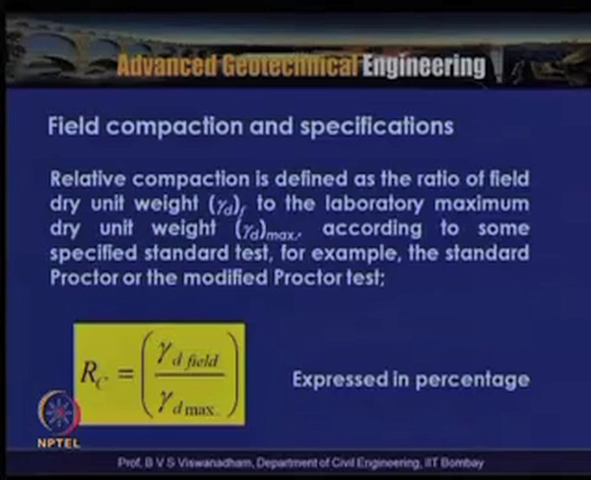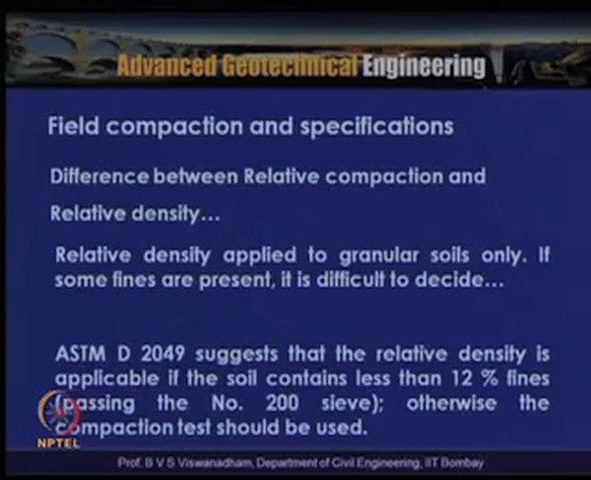This maximum dry unit weight of the soil can be obtained either from the modified Proctor compaction test or from the light compaction test, depending upon the type of the specifications. This RC cannot be 1 because 100% compaction cannot be achieved. Generally, relative compaction is defined as the ratio of the field dry unit weight to the laboratory maximum dry unit weight according to some specified standard test, for example, standard Proctor or modified Proctor test, and it is expressed in percentage.